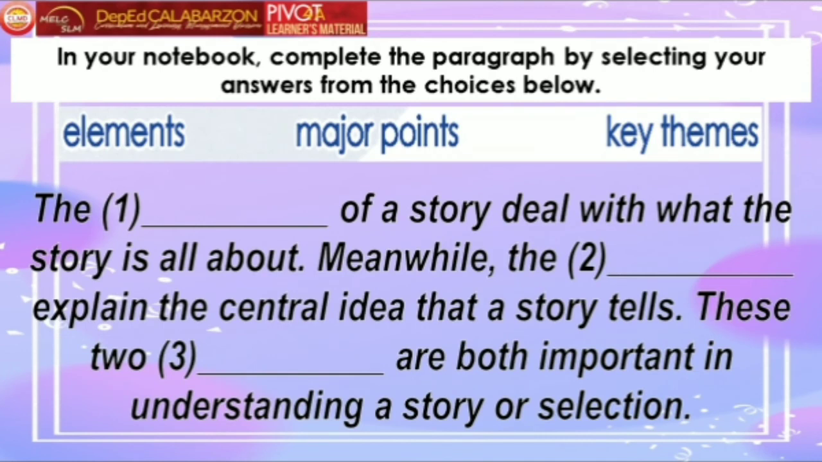And for our last activity, in your paper, complete the paragraph by selecting your answers from the choices below. The choices are elements, major points, and key themes. The blank of a story deal with what the story is all about. Meanwhile, the blank explain the central idea that the story tells. These two blanks are both important in understanding a story or selection.